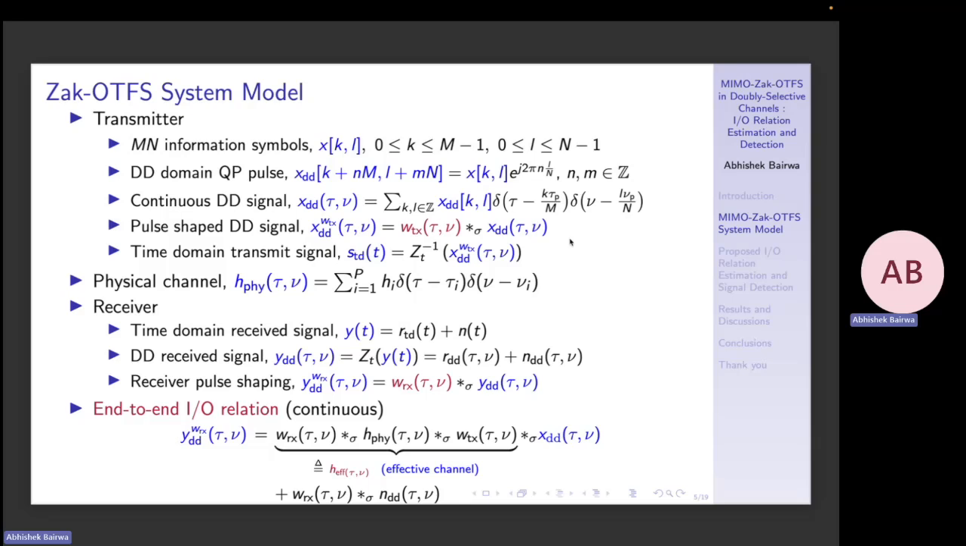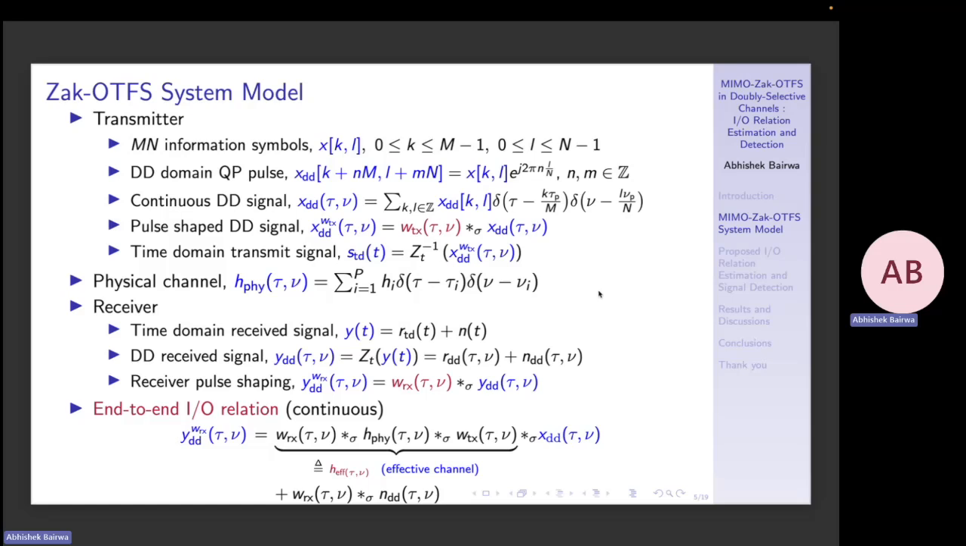Then this time domain signal interacts with the physical channel h_physical(τ,ν), which is given by the summation of h_i δ(τ − τ_i) δ(ν − ν_i), where i ranges from 1 to P. P is the number of paths, h_i is the fading coefficient associated with the ith path, τ_i is the delay, and ν_i is the Doppler.